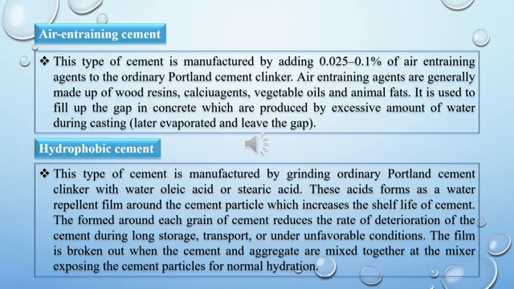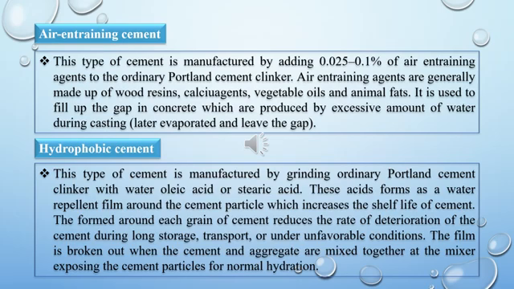So students, I'm going to revise it again. Air-entraining cement is formed by adding 0.025 to 0.1% air-entraining agents into the ordinary Portland cement clinker. Now, what are these air-entraining agents? These air-entraining agents are made up of wood resin, calcium agents, vegetable oils, and fats. These cements are being used to fill up the gaps in the concrete which are formed during the casting of cement due to the excess amount of water.